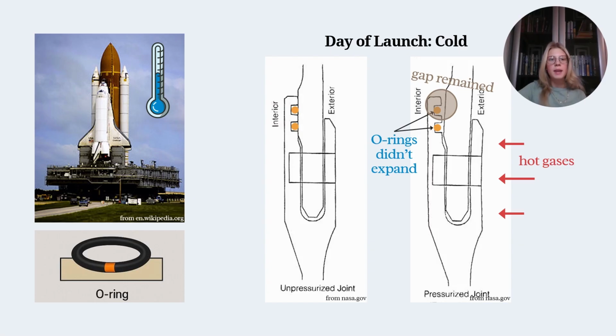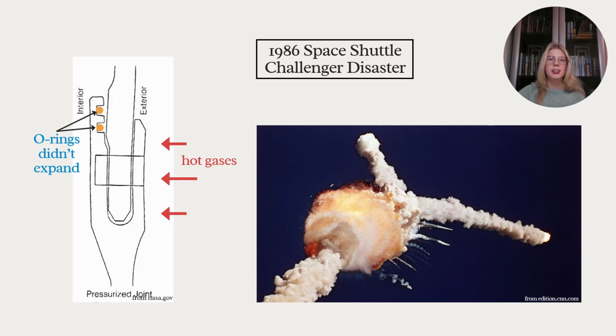their elasticity and turn rigid. Therefore, when the hot gases combusted and the fuel tank components created an opening, the O-rings didn't expand to fill in the gap, and hot gases escaped and ignited the aircraft. This is a tragic example of how understanding material behavior, especially under extreme conditions, is critical to safety and engineering.